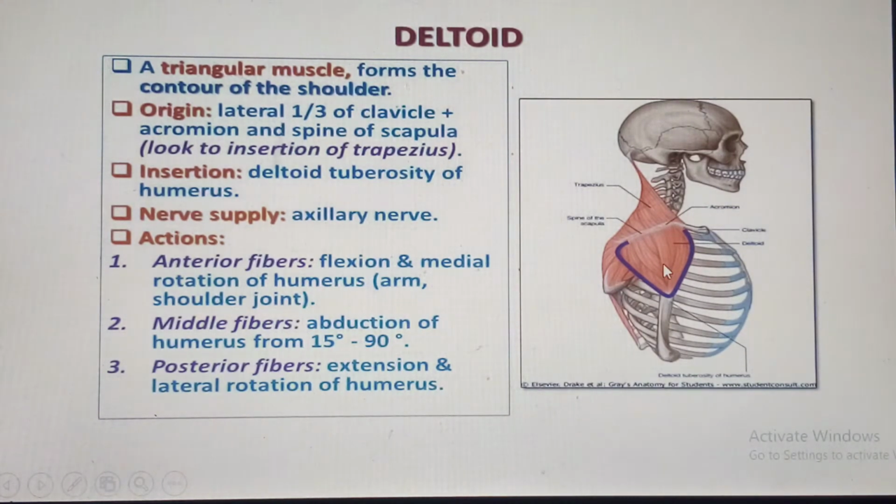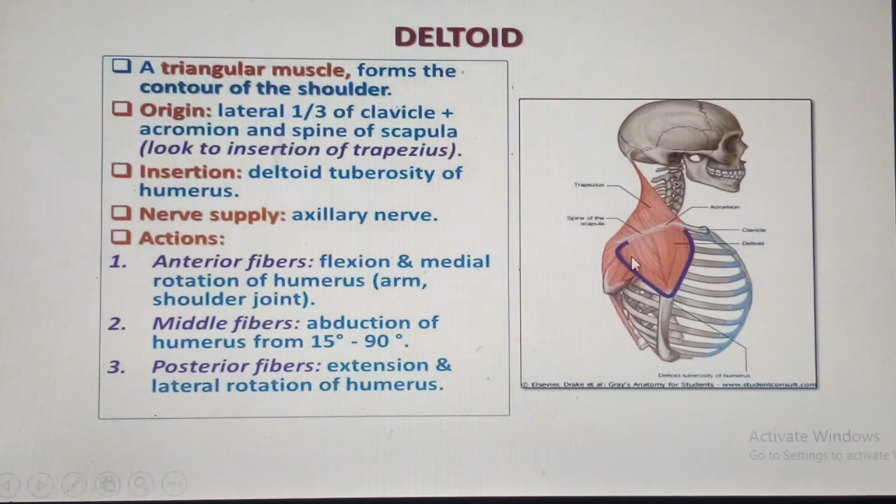Now remember, you have another muscle which you call the supraspinatus muscle. The supraspinatus muscle is the initiator of abduction at the shoulder joint. For you to continue propagation of that abduction up to 90 degrees, that will be by the middle fibers of the deltoid muscle.